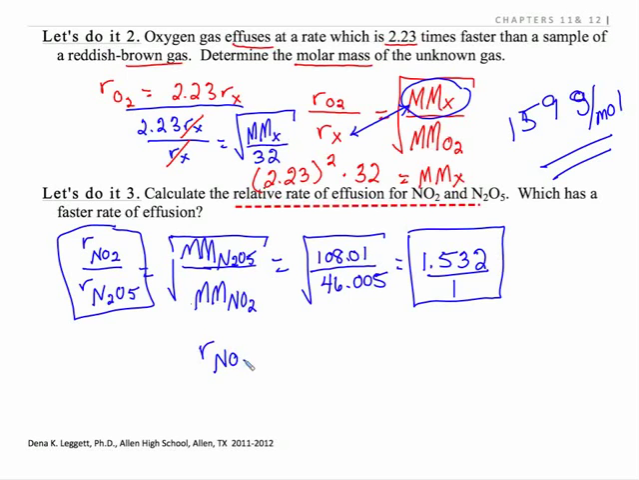But another way I could write that is that my rate of NO2 is 1.532 times my rate of N2O5. And hopefully that makes sense. The smaller molecule is faster, 1.5 times faster than my larger molecule.